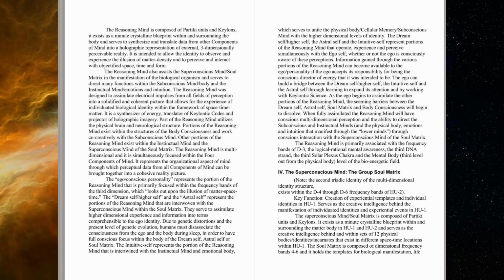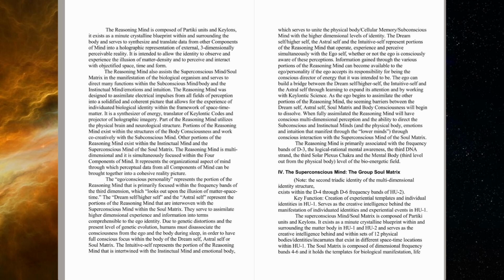When fully assimilated, the reasoning mind will have conscious, multidimensional perception and the ability to direct the subconscious and instinctual minds, and the physical body, emotions, and intuitions that manifest through the lower minds, through conscious interaction with the superconscious mind of the soul matrix. The reasoning mind is primarily associated with the frequency bands of D3, the logical rational mental awareness, the third DNA strand, the third solar plexus chakra, and the mental body, which is the third level out from the physical body, levels of bioenergetic field.